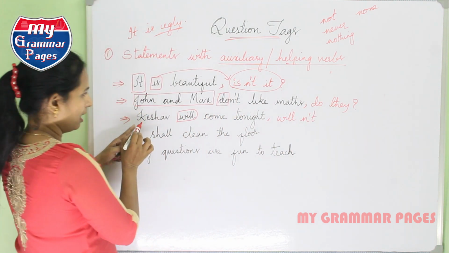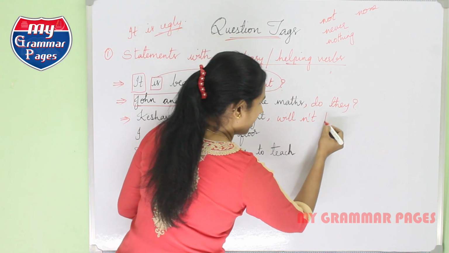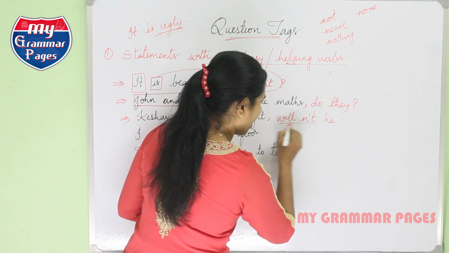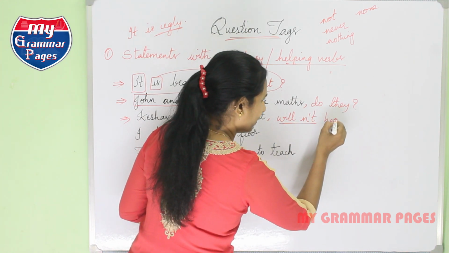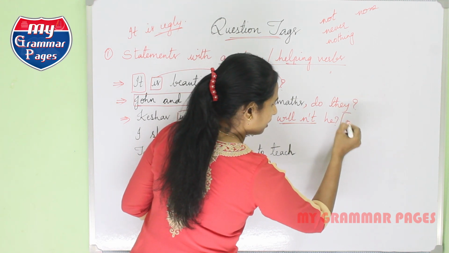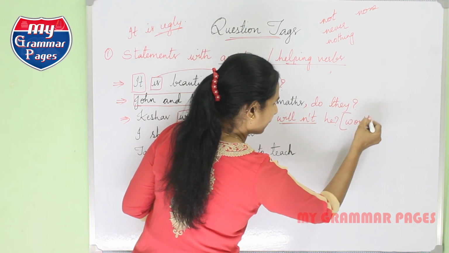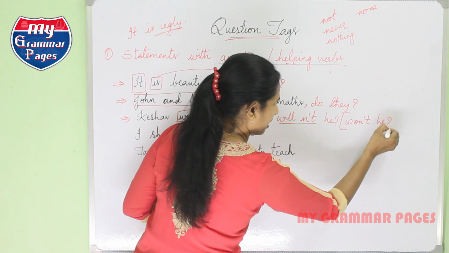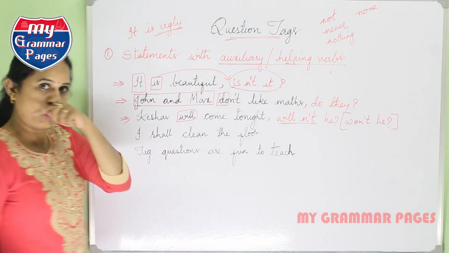Willn't. Keshav becomes he, but in English grammar we don't have willn't. Instead of writing willn't, I am just writing won't. We don't say willn't he, we just say won't he.